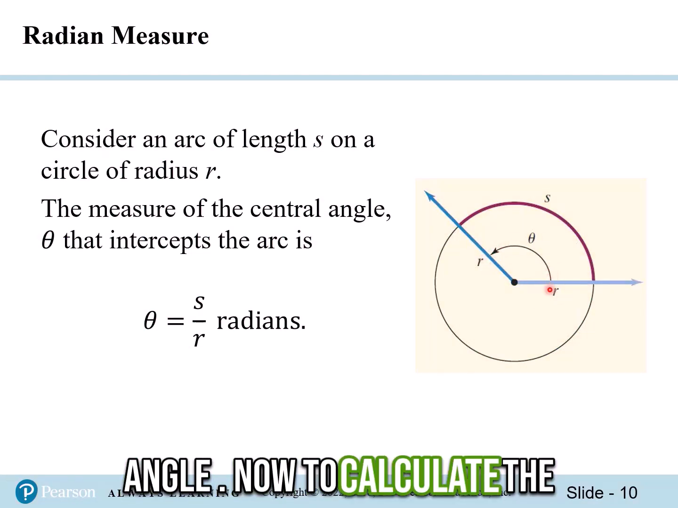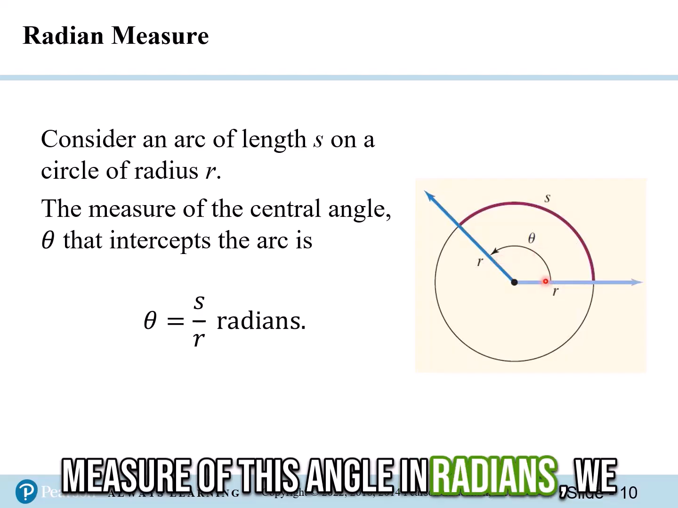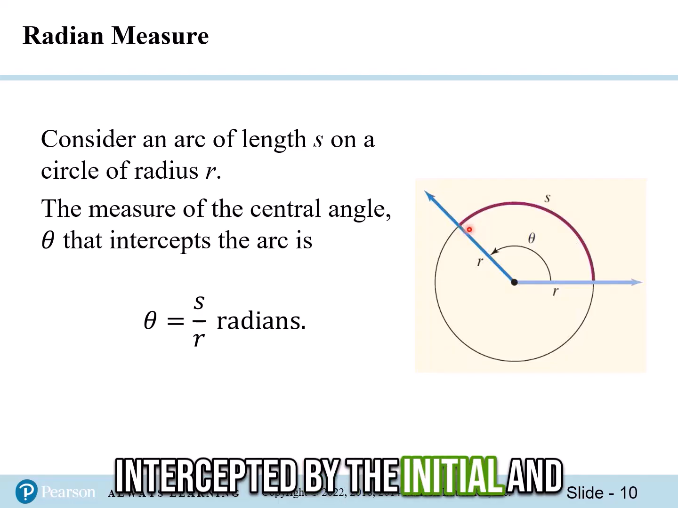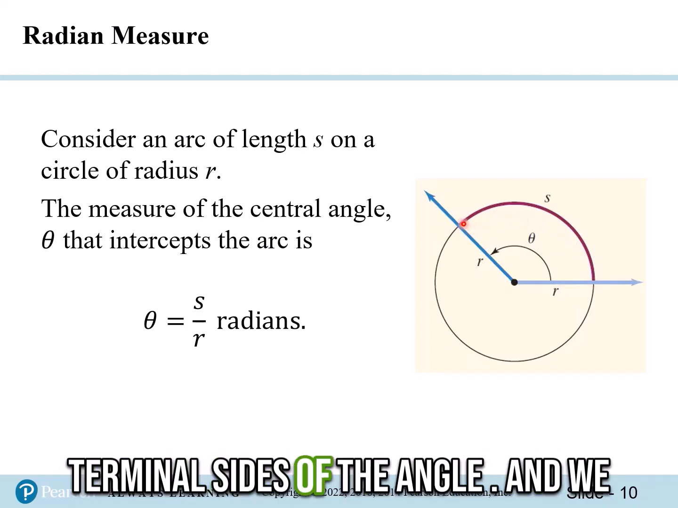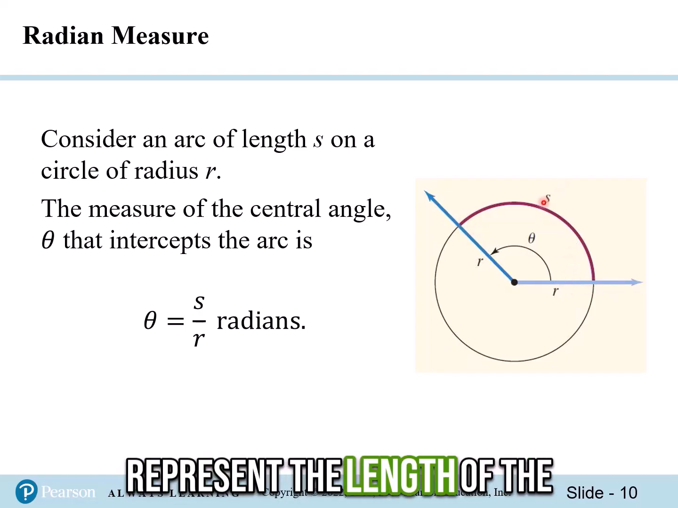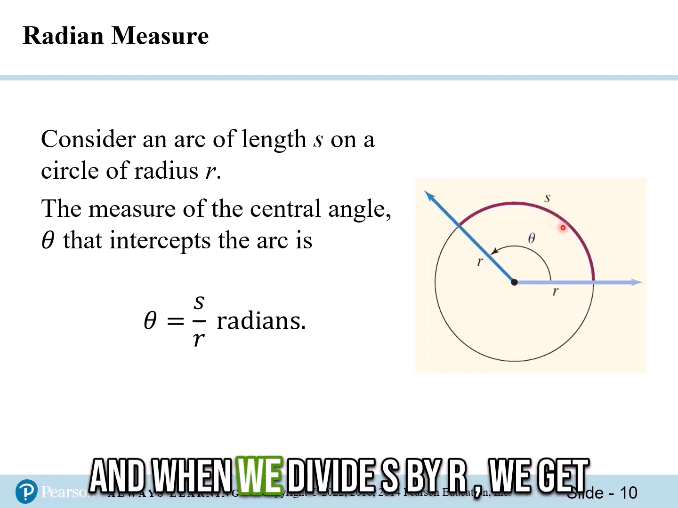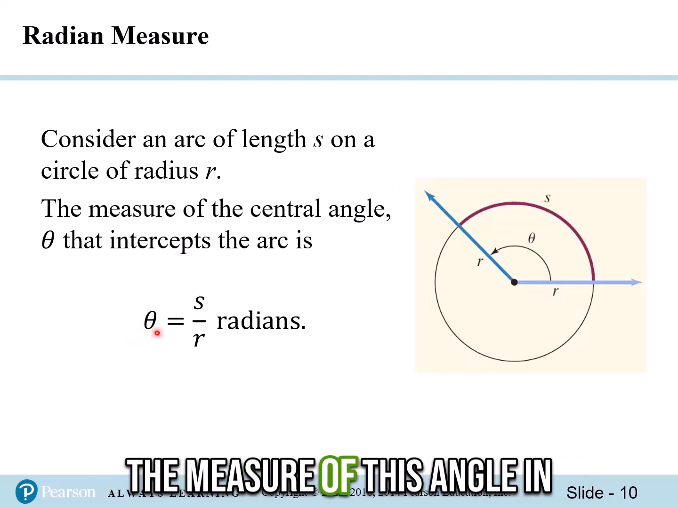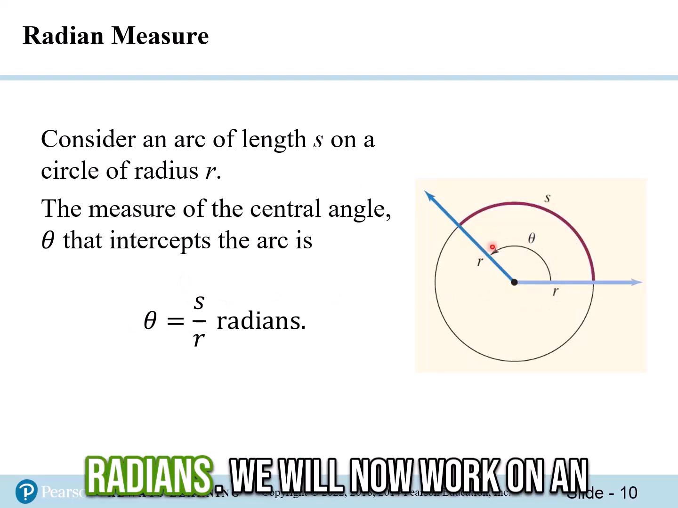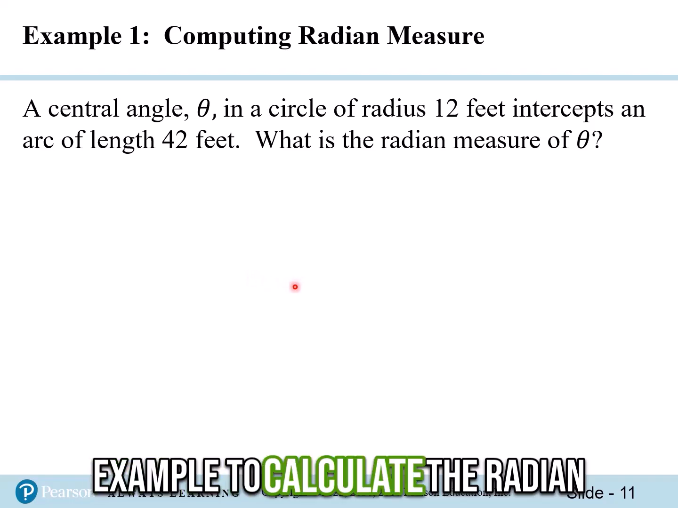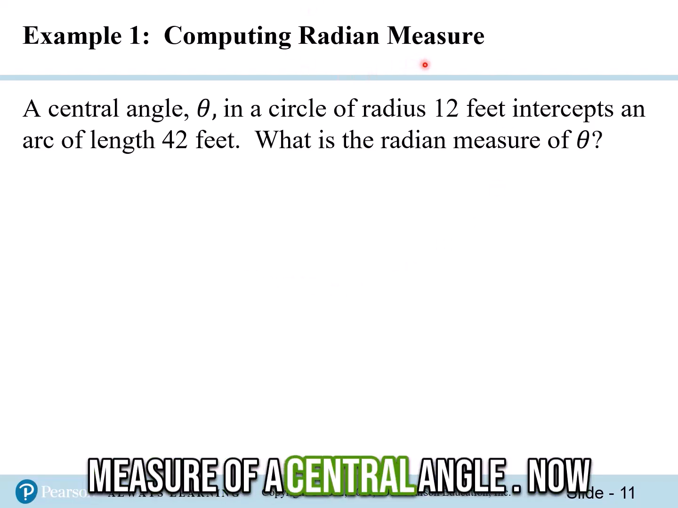Now, to calculate the measure of this angle in radians, we have to know the length of the arc intercepted by the initial and terminal sides of the angle, and we represent the length of the intercepted arc with the letter S, and when we divide S by R, we get the measure of this angle in radians. We will now work on an example to calculate the radian measure of a central angle.